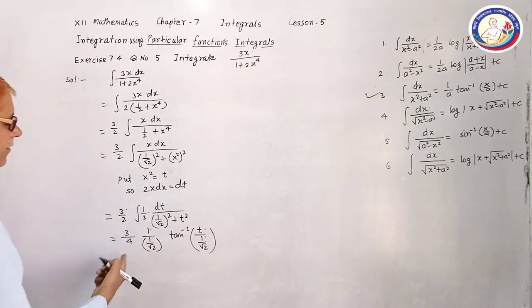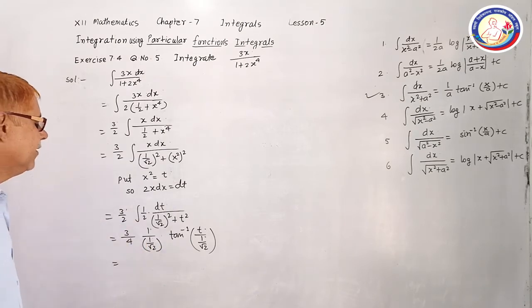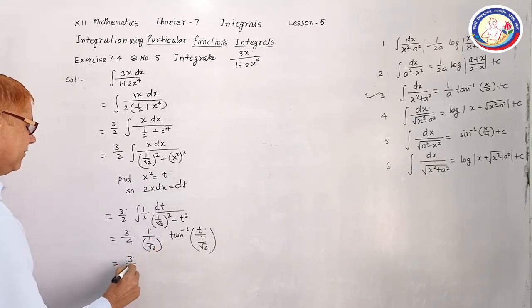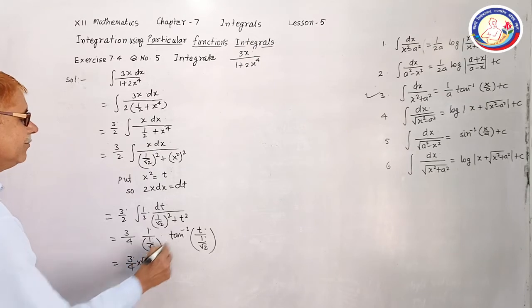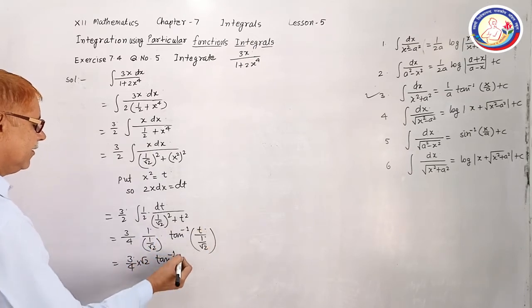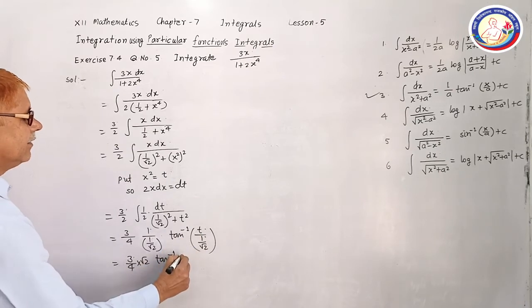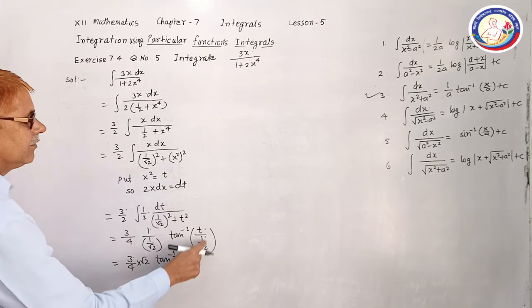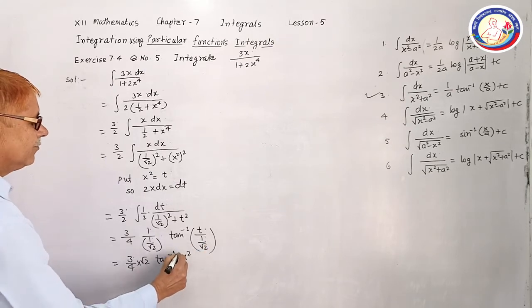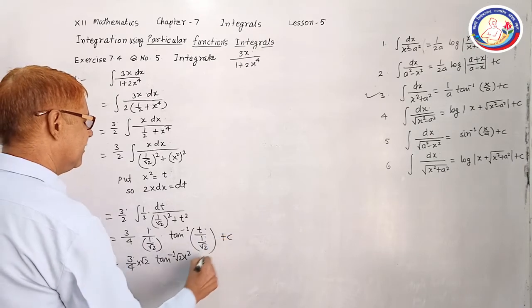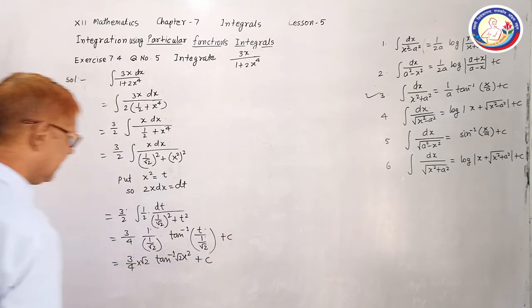This root 2 will be 1 into root 2 by 1, that is 3 by 4 into square root of 2, and tangent inverse. Put the value of t again here. It is x square upon 1 upon root 2, that will be root 2x square. I am writing it direct. Plus constant of integration is must here.